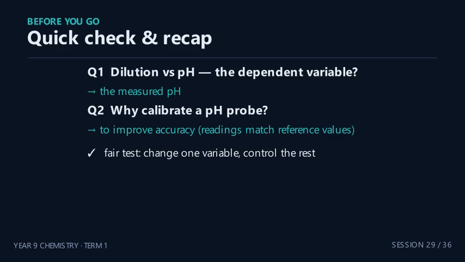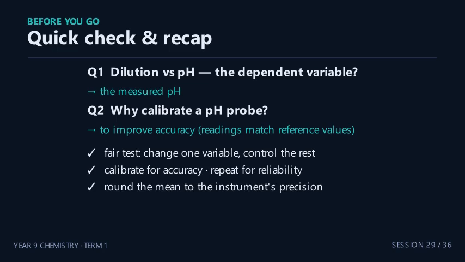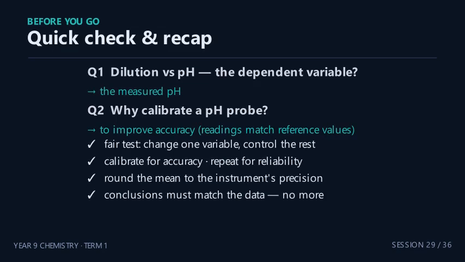Here's your recap. A strong investigation controls its variables, uses calibrated equipment, repeats measurements, and evaluates the evidence honestly. And conclusions must match the data, never claiming more than the method supports. You've learned to think like a real scientist today, and that's a powerful skill.